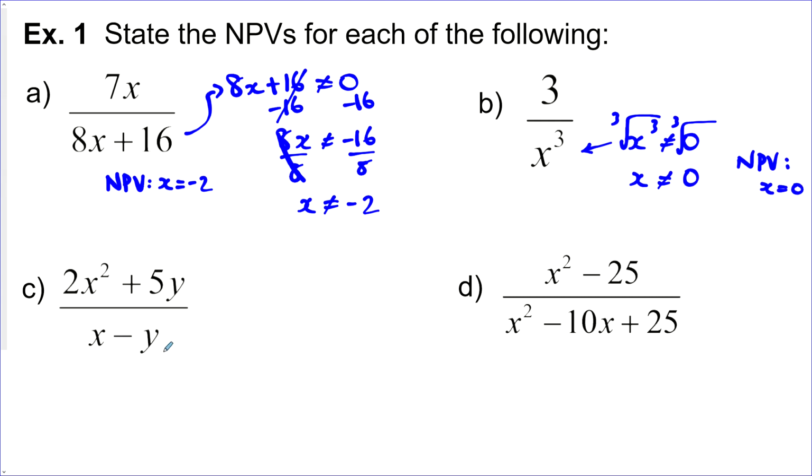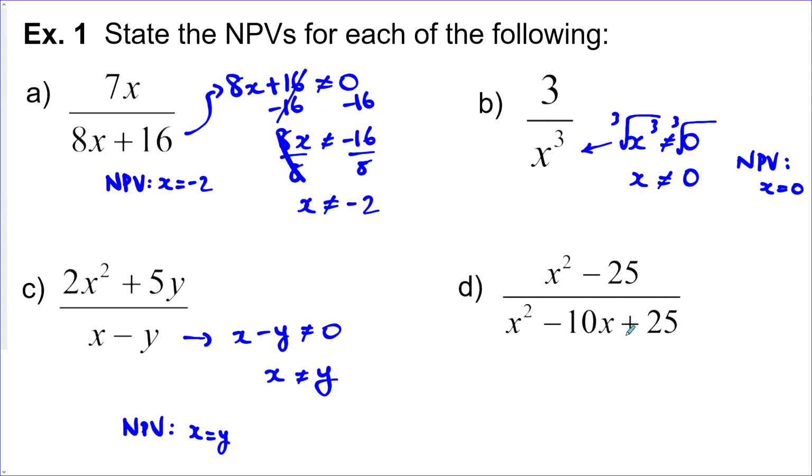Next one is a bit strange because it's got a y in here, but we do the same thing. X minus y cannot equal 0. And add y on both sides, which means that x cannot equal y. And so that would be our non-permissible value statement there. Non-permissible value, x equals y.